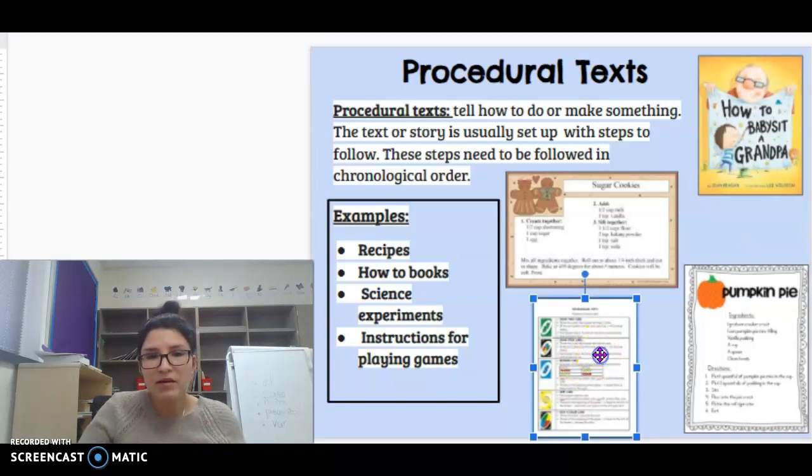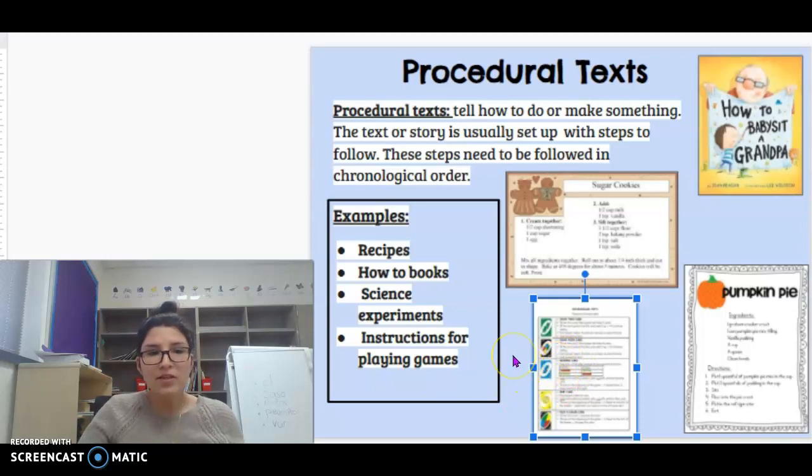And the last one, instructions for playing games. Now, I know this is kind of small, but these are the instructions for the game Uno, the little card game. So, what the instructions say is what you need to do, how you need to play, and there are steps, right? So if you follow these correctly, then you'll play the game correctly. If you don't, then we're not going to be playing the game correctly. So you need to follow the steps.